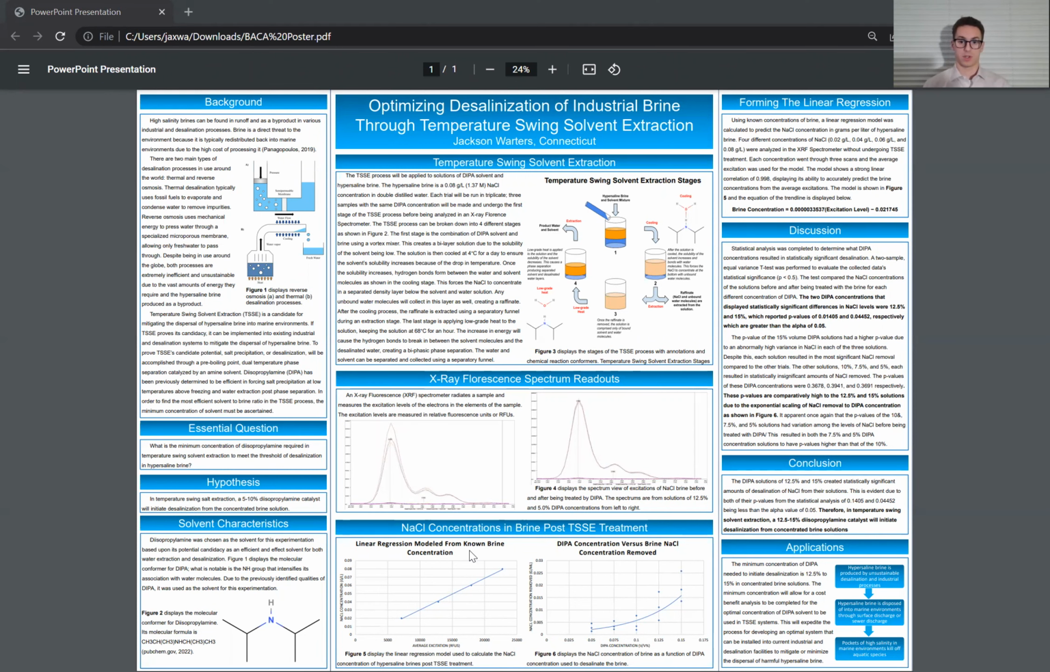And the DIPA concentrations that I used in each solution after the TSSE process, compared to the salt before and after the TSSE process, are shown in this graph here, figure 6, which shows a significant difference in the 12.5% and 15% DIPA concentrations compared to the 10, 7.5, and 5% DIPA concentrations. And after I ran a statistical analysis, I discovered that those were statistically significant. They had p-values of under 0.05, and the 10%, 7.5%, and 5% didn't.